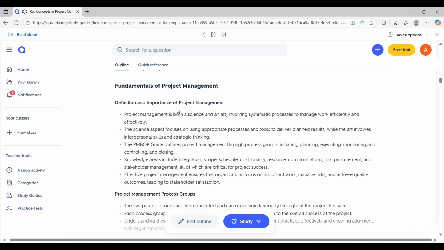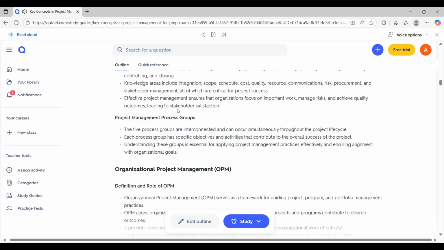to stakeholder satisfaction. Project management process groups. The 5 process groups are interconnected and can occur simultaneously throughout the project lifecycle. Each process group has specific objectives and activities that contribute to the overall success of the project. Understanding these groups is essential for applying project management practices effectively and ensuring alignment with organizational goals.